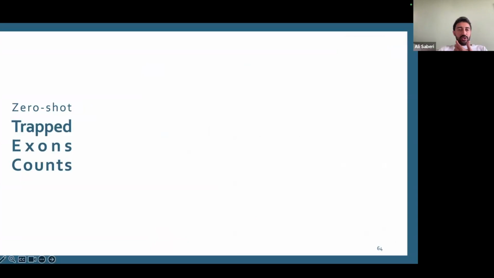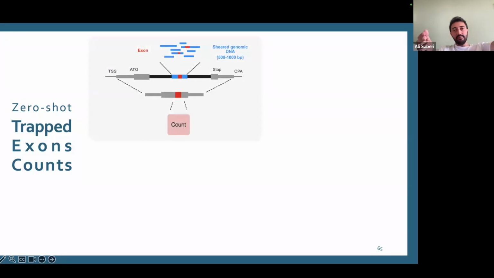Another zero-shot task that we perform is trapped exon abundance and counts. Trapped exon is an experiment that was hard for me to understand at first. It's basic biology, but it was difficult for me. So we have a vector sequence that is predefined and pre-engineered, and they split the DNA sequence randomly and put these random regions within some particular regions of this vector sequence.